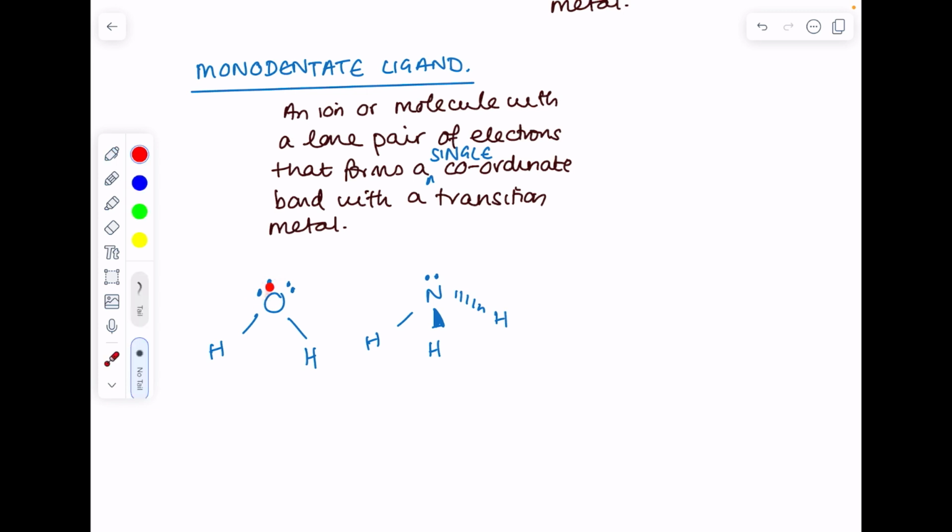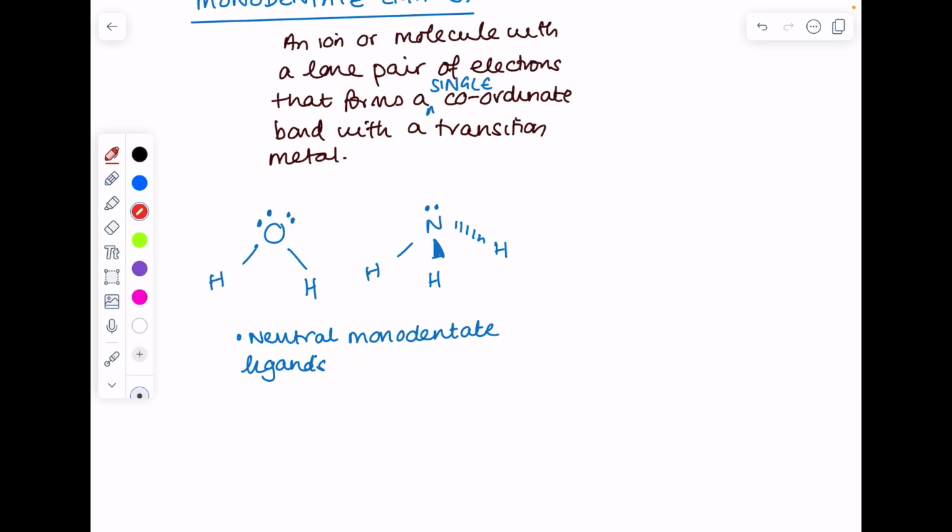Water's oxygen has 2 lone pairs of electrons. The nitrogen in ammonia has 1 lone pair. Now water and ammonia are both neutral monodentate ligands, and they're a similar size to each other. Now we have a chloride ion and a cyanide ion. These are both negatively charged monodentate ligands, and they're both larger than water and ammonia.